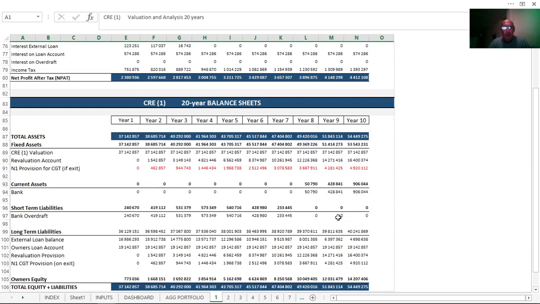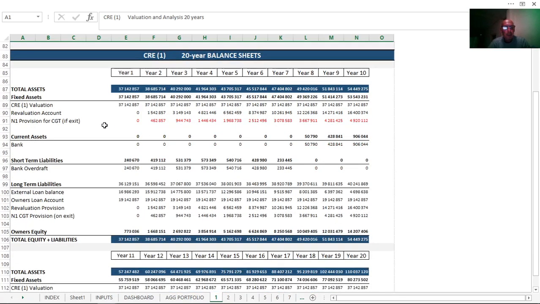Then we get to your 20-year balance sheets. We've got your original valuation, a revaluation account, and a capital gains tax account provision. So you will see here in year 2, based on your inputs, your property has grown in value by 1.5 million, and then we, based again on your inputs, your capital gains tax provision.